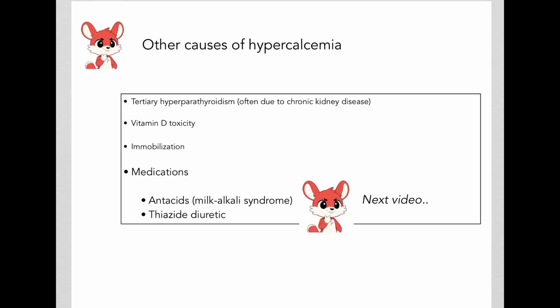And another cause for hypercalcemia are medications. We'll talk about two medications that cause hypercalcemia. One is the antacids, which are very commonly used and leads to what we call the milk alkali syndrome. And the second are the thiazide diuretics. So we'll leave this for another video because this topic has a lot of interesting connections and applications of biochemistry in medicine. So we'll cover this in the next video.